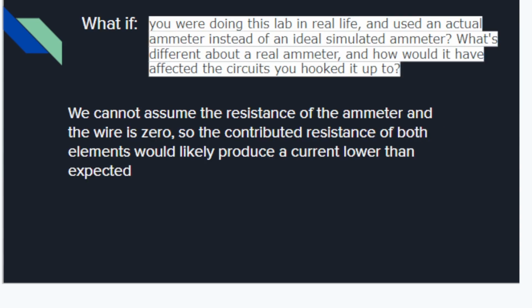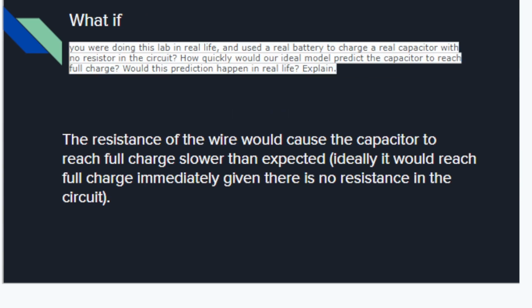Answering the first what if question, we can't assume that the resistance of the ammeter and the wire is 0, so the contributed resistance of both elements would likely produce a current lower than expected. The resistance of the wire would cause the capacitor to reach full charge slower than expected.